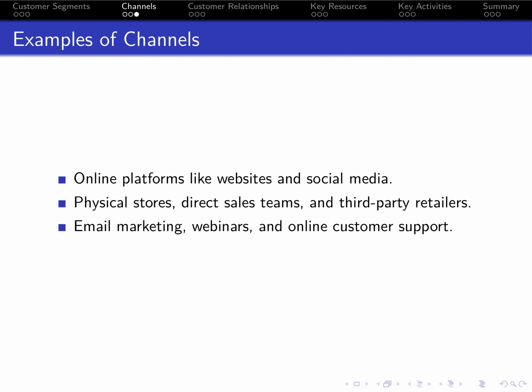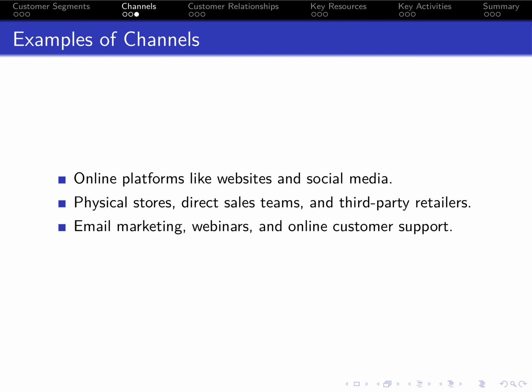In this slide, we delve into specific examples of channels that businesses can leverage to reach their target audience effectively. Online platforms like websites and social media play a crucial role in expanding a company's reach and engaging with customers. Social media platforms such as Instagram and Facebook offer opportunities to showcase products, interact with customers, and drive online sales through website traffic. On the other hand, traditional channels like physical stores, direct sales teams, and third-party retailers cater to customers who prefer in-person interactions.